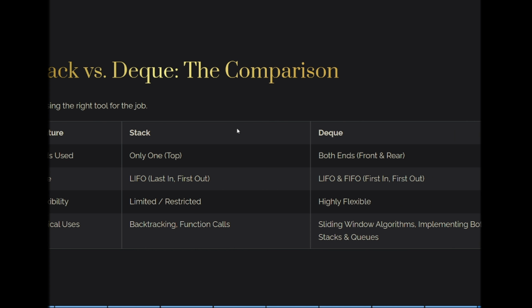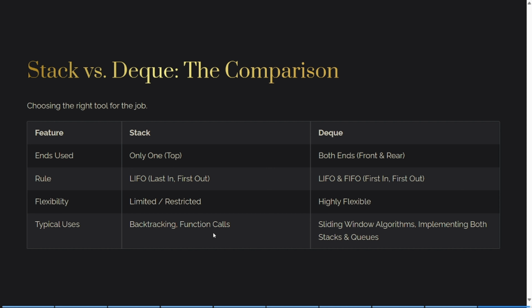Here's the quick difference between stack and Deque. A stack only lets you add or remove from the top. It's LIFO, last in, first out. Think of it like a pile of plates. It's great for things like undo operations or function calls.